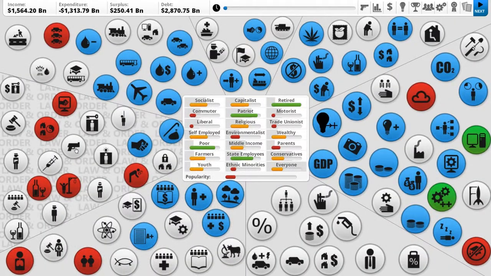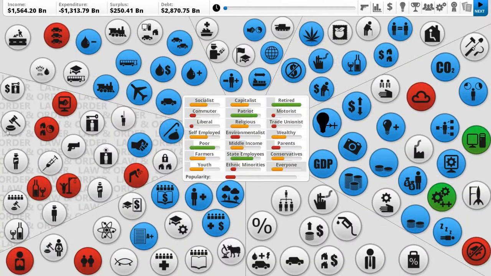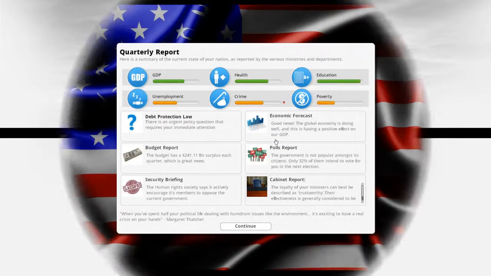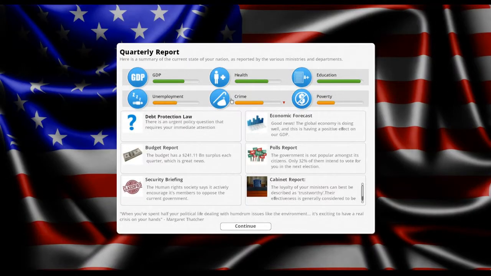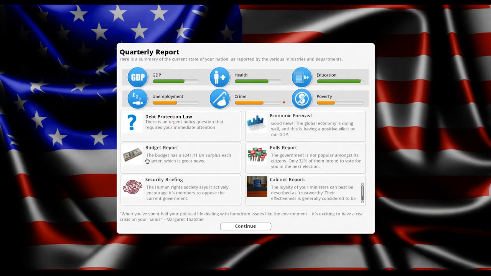So we have absolutely no restrictions on guns, and that's because we armed the police force with submachine guns. So that's in the budget right now. Let's see. Debt protection law. Okay, crime's going down first of all, because I did all this stuff. Budget surplus. We got $241 billion surplus.